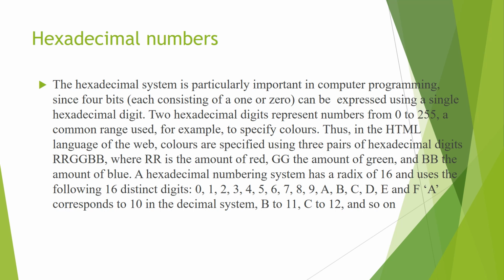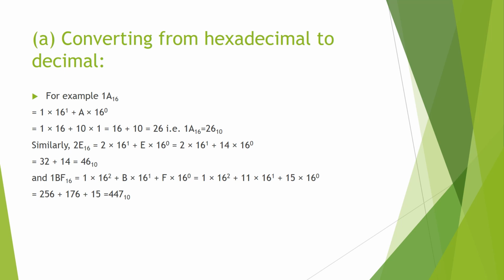So we take that the hexa number system has a radix of 16, and it uses 16 distinct digits: 0 to 9, then A, B, C, D, E, F, where A takes 10, B takes 11, C takes 12, D takes 13, E takes 14, and F takes 15. Still, if we have the converting from hexadecimal to decimal, you multiply the digit with its place value.